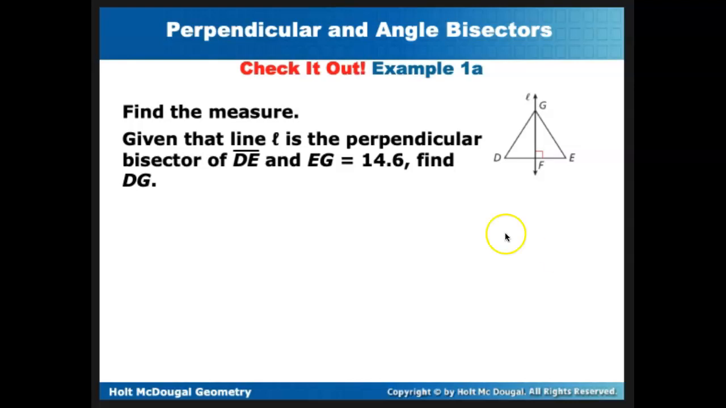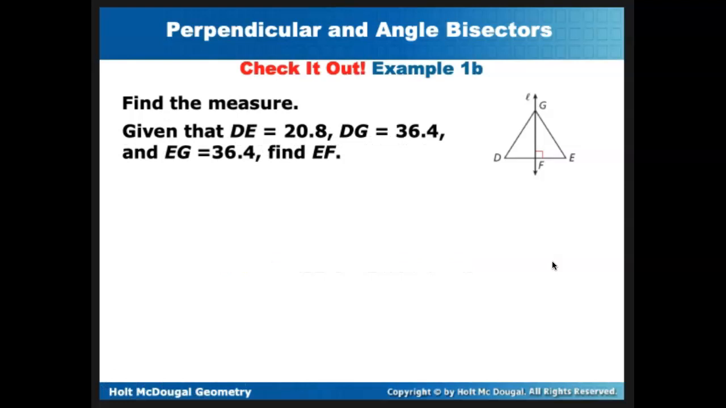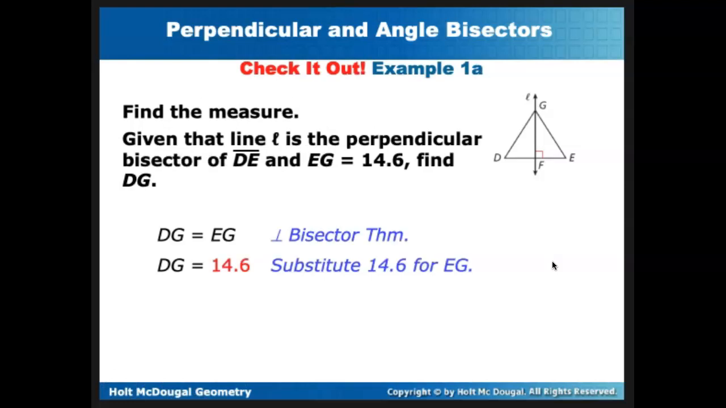So we were told that we had a line L that is a perpendicular bisector, so then we know that these are congruent, we know that these are congruent. So by the perpendicular bisector theorem, DG is equal to EG. We go directly to that because we're looking for DG, and substituting in for EG, 14.6. Oh, that was quick. Okay, 14.6 units.